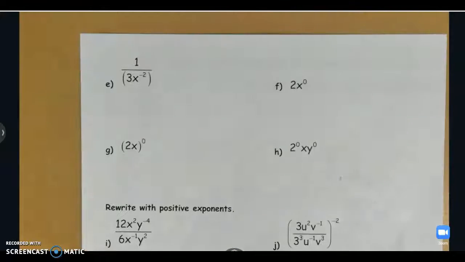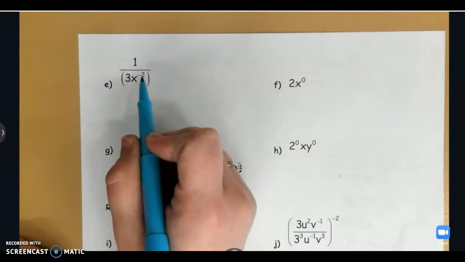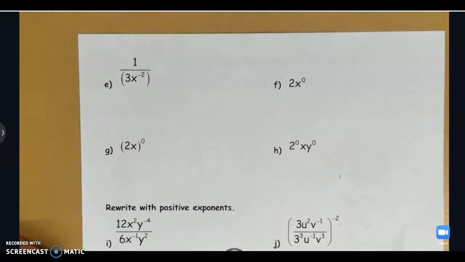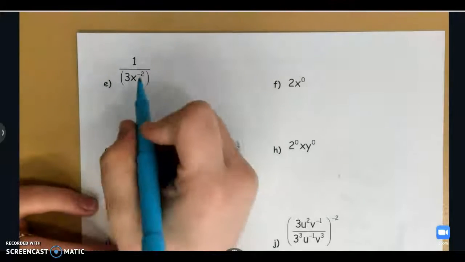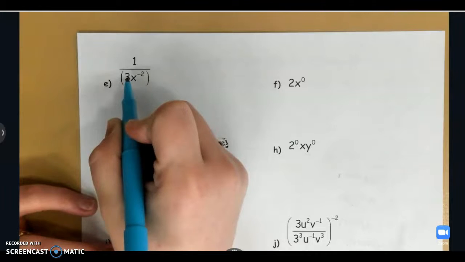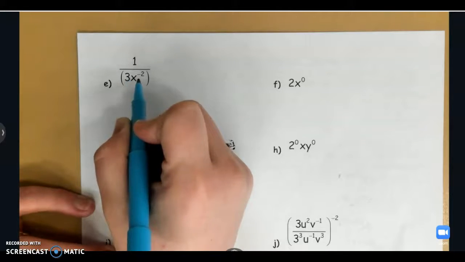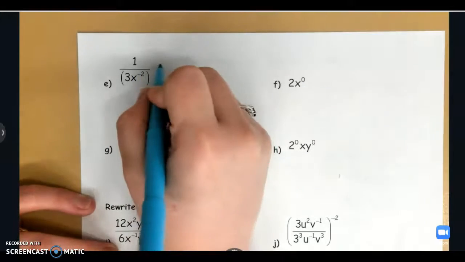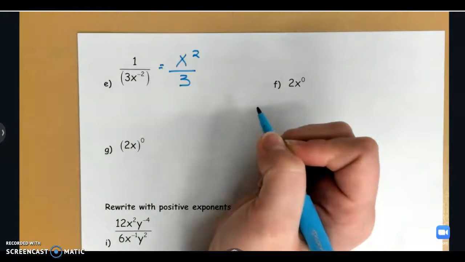On to the other side. Now, what's different on E from the previous one is that this negative 2 exponent is only affecting our x term. So we're not distributing anything in this problem. So 3 is going to stay by itself because it has a positive exponent, so it's going to stay in the bottom. But this x to the negative 2, I want it to be positive, so I'm going to move it into the numerator. And that's it. That's as far as I can simplify that.